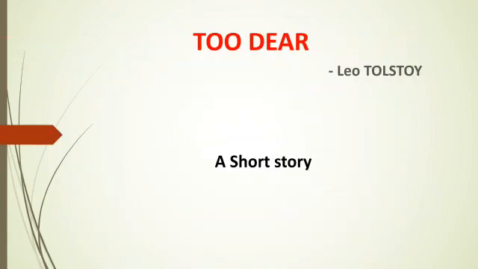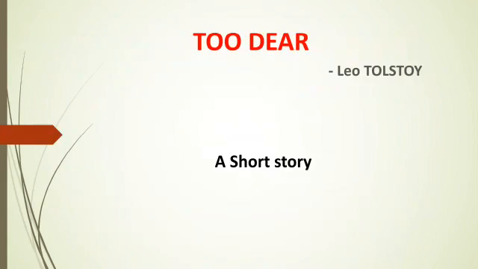The next text is a short story written by Count Leo Tolstoy, a Russian writer who primarily wrote novels and short stories. Tolstoy is a master of realistic fiction and is widely considered one of the world's greatest novelists ever. He is best known for his two long novels, the first one is War and Peace, of course, which was written in 1869, and Anna Karenina, which was published in 1877. A short story written by Count Leo Tolstoy has been prescribed for you called Too Dear.